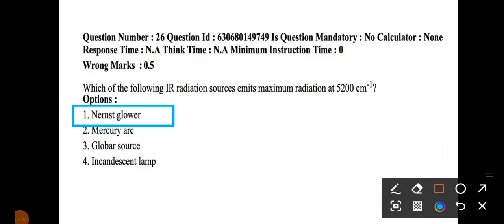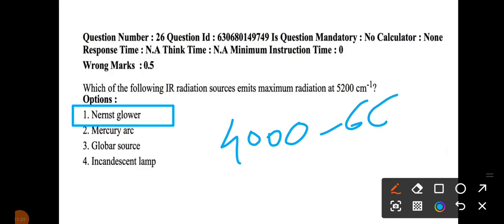So actually that 5200 centimeter inverse value is beyond our normal fundamental region, or what we can say the general IR spectra, because it is always in the range of 4000 to 667, right? So that is our general range for IR spectroscopy. That is 4000 centimeter inverse to 667 centimeter inverse, right?